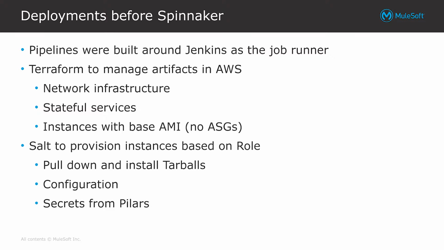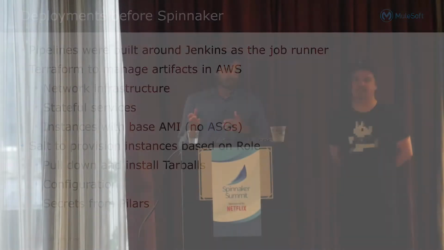And the way that would work was they would be deploying the base AMI that we would bake, and then they would use a salt role and Salt Stack to provision those instances based on the salt role applied to those machines. So instances would basically all be the same. They would boot up, talk to Salt, figure out what their role was, pull down the required application tarballs, pull down their configuration, and then get their secrets from the Salt pillars.